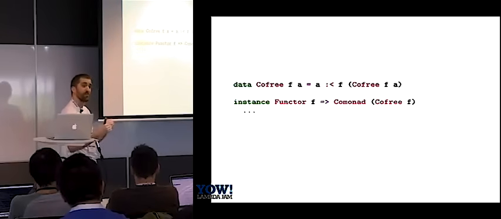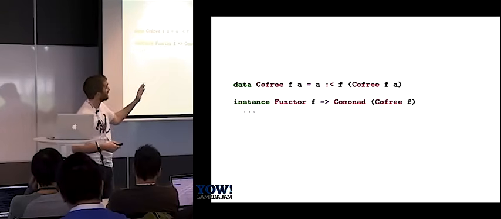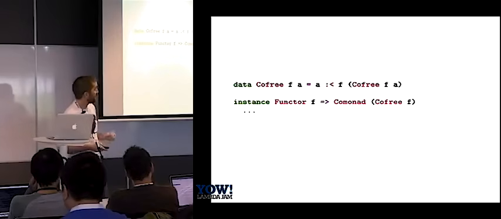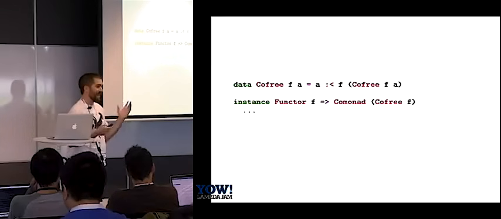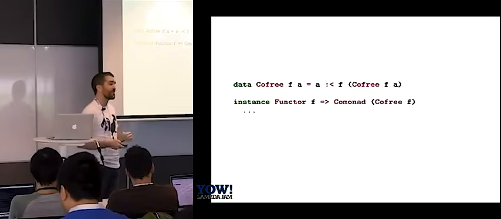We had a sum before. We had a pure value or a functor full of Frees. Now we have a product. We have a value and then a functor full of Cofrees. If f is a functor, then we get a comonad for free, and we can latch on to our bare minimum of intuition of comonads from before and put it to good use.